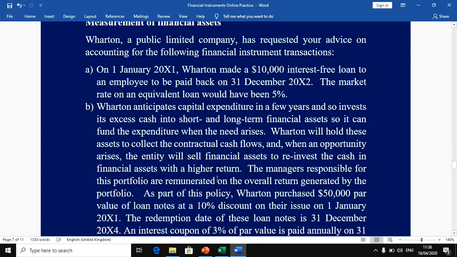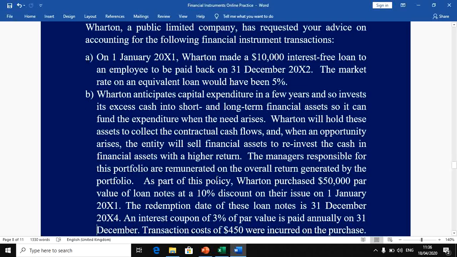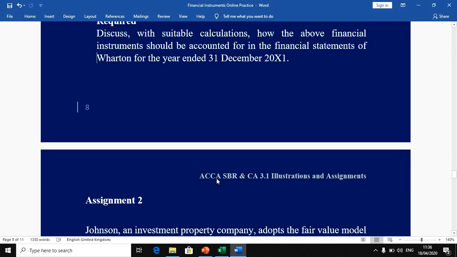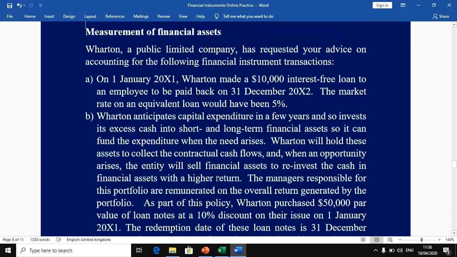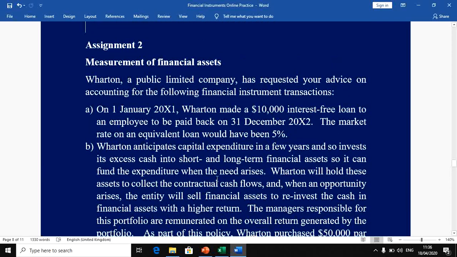Wharton plc, a public limited company, has requested your advice on accounting for the following financial instrument transaction. What is the requirement? Discuss with suitable calculations how the above financial instruments should be recognized in the financial statements. Nice question. We're going to be taking one question at a time.